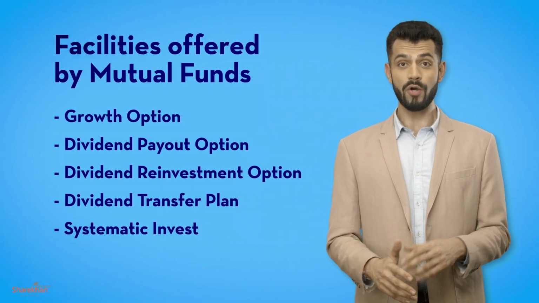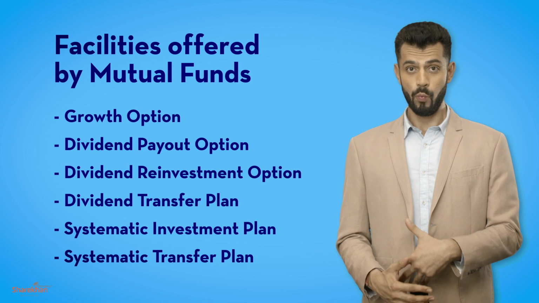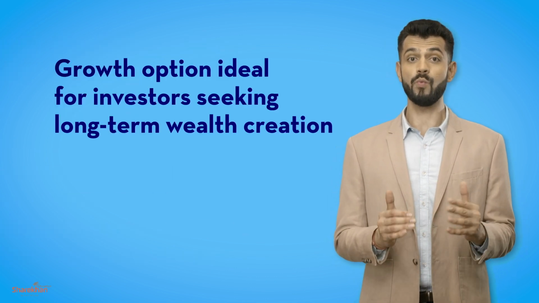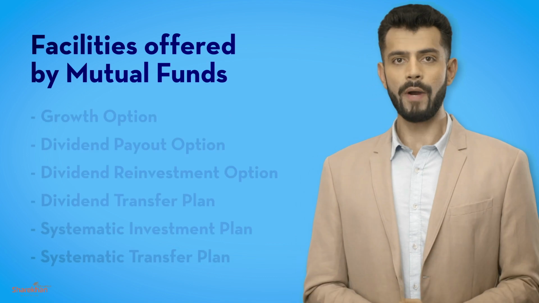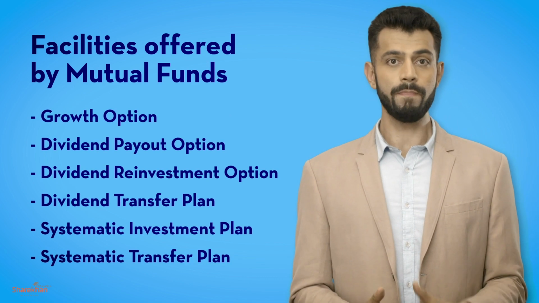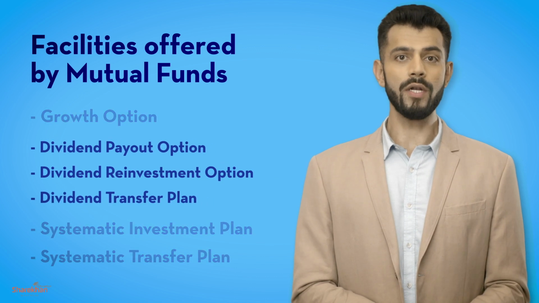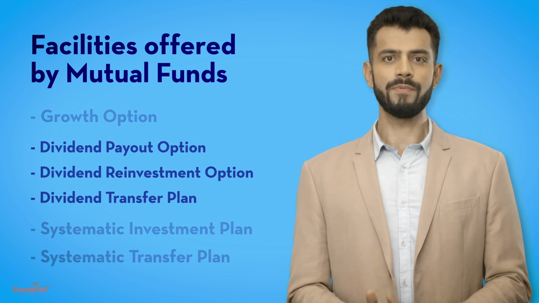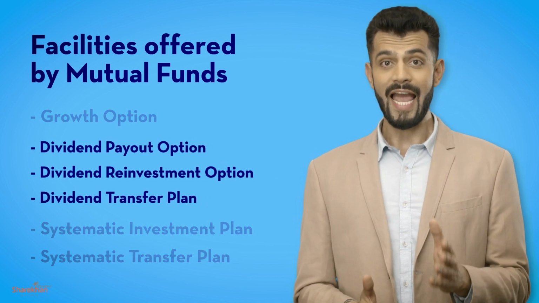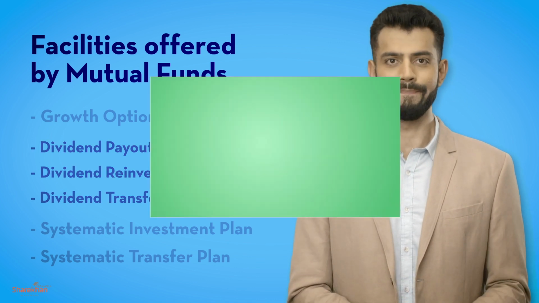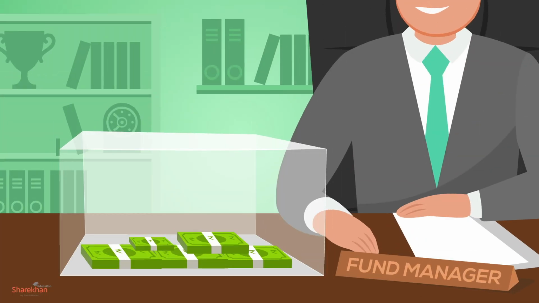In the last lesson, we started exploring the various facilities offered to mutual fund investors. We saw how the growth option was great for investors looking to create long-term wealth. We also briefly spoke about dividends as one of the facilities offered by mutual funds. In this lesson, we'll be taking a closer look at what dividends actually are, the different types of options this facility offers, and the type of investor for whom this facility is best suited. Let's start by understanding what dividends actually are.